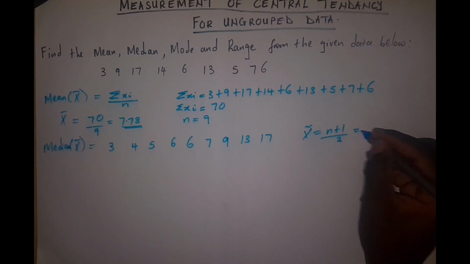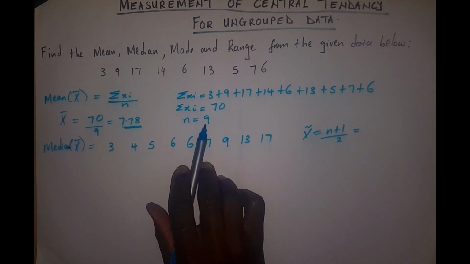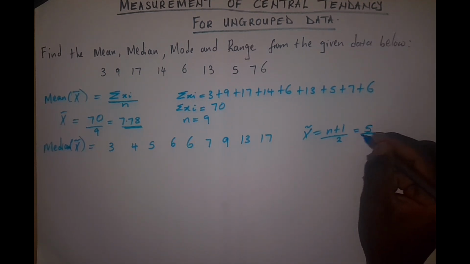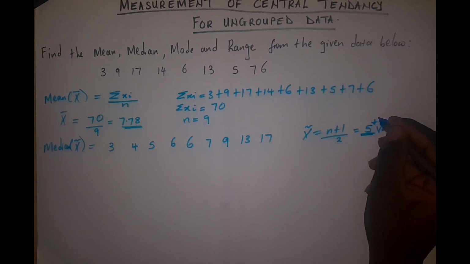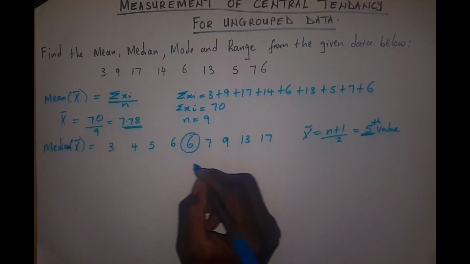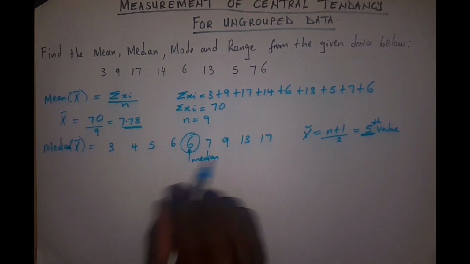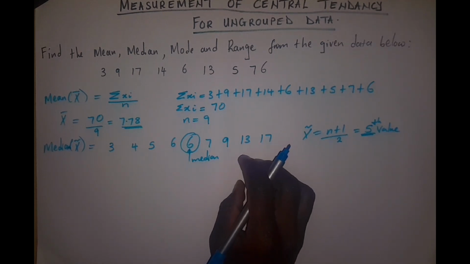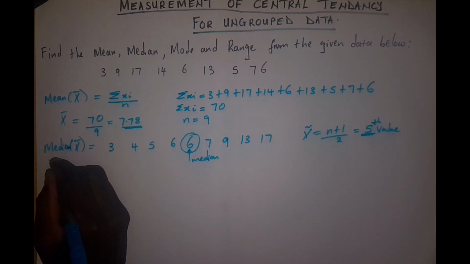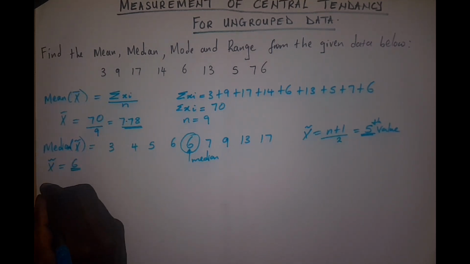So we're going to count our n. We know that n represents the total number of observations. We found that the total number of observations is 9. So we're going to say 9 plus 1, which is 10, divided by 2 is 5. So the 5th value is the median. We're going to count 1, 2, 3, 4, 5. So this 5th value is the median. This median is also called the second quartile and the 50th percentile. So our median here is 6.